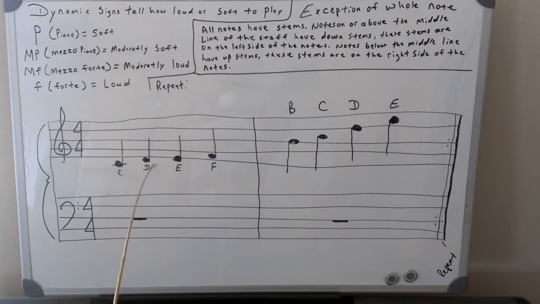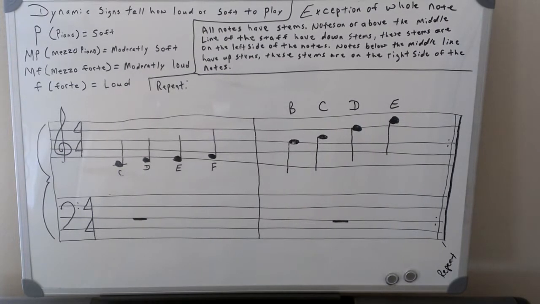Here's your note, up stem to the right of that note, another note, another note to the right. So if it's below the middle line, the stem is to the right of the note and up. If it's above the middle line, it is to the left of that note and down. And that's the rule of thumb on the stem placements of notes.